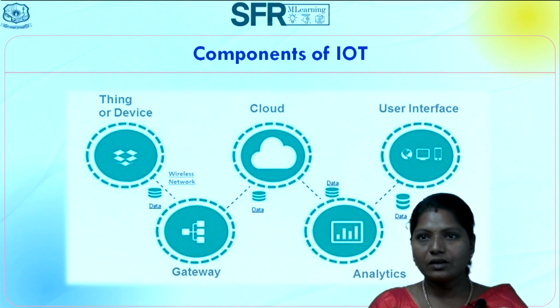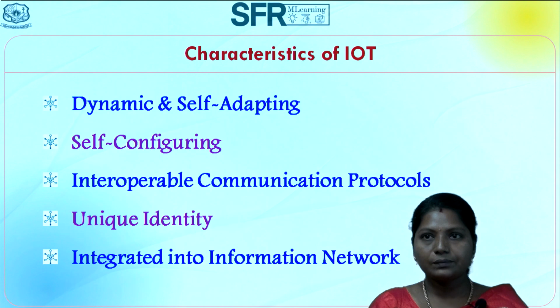These are the components of IoT. IoT is a group of devices connected through the internet that can transfer data through the gateway and store it in the cloud for further analytics, and it can interact with the user through the user interfaces for further processing.